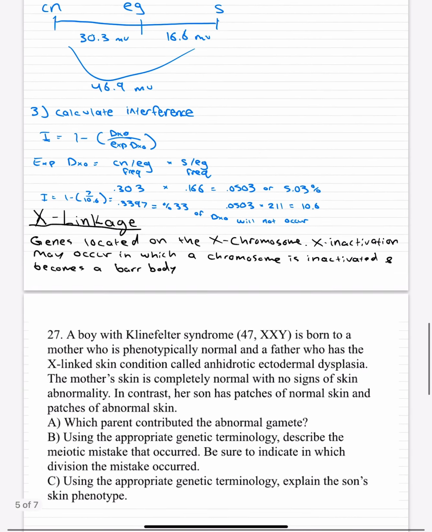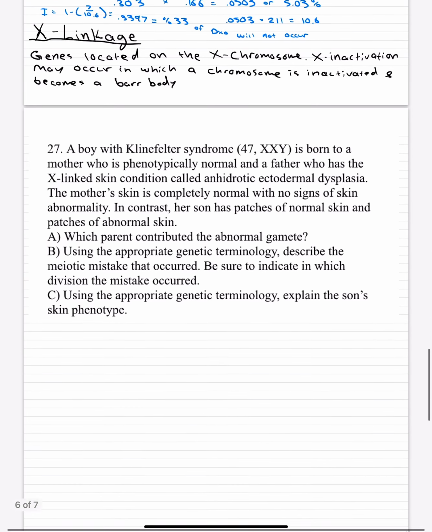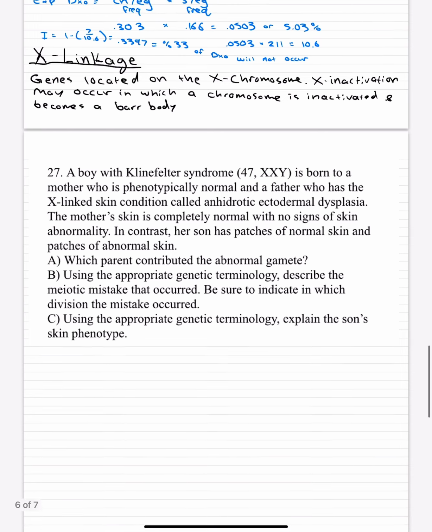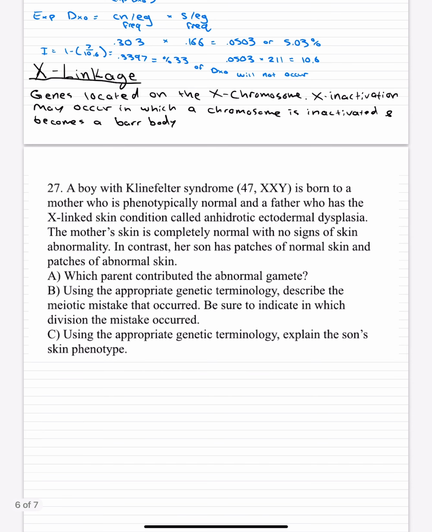All right, going on to one of the other topics you guys spoke about, which is X linkage. So genes located on the X chromosome is what's meant by X linkage. With X linkage, X inactivation may occur when a chromosome is inactivated and becomes a bar body. So when you have 2 X chromosomes, in order to ensure that you're not overexpressing this chromosome, you have one of these chromosomes that turns into a bar body. So essentially it becomes deactivated and then it crumbles up into a ball-like structure, which is then known as a bar body, and it's not expressed. And this happens randomly between X chromosomes in different cells.